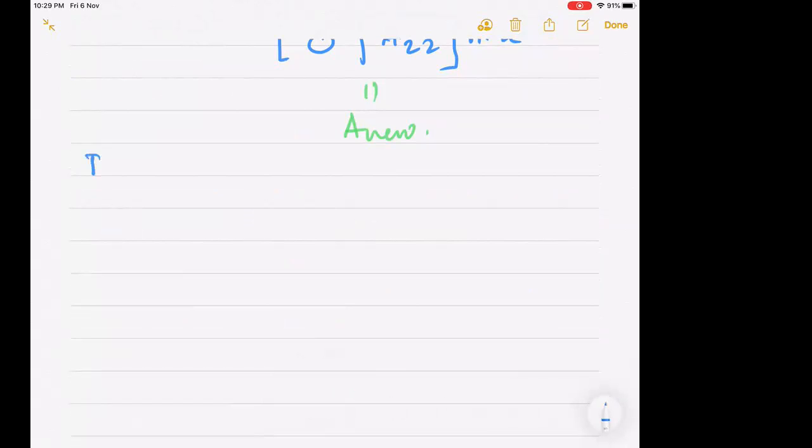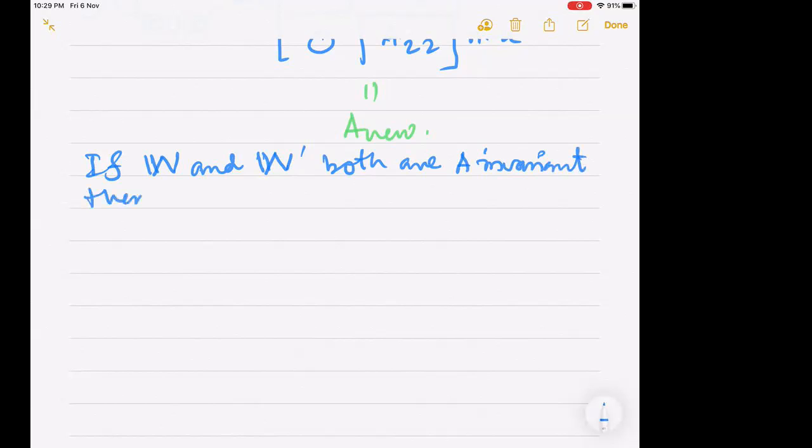So if W and W prime are both A invariant subspaces, then A in this new basis B union B prime is going to look like, of course, A11 will continue when A acts on vectors from B. Its action on vectors in B gives us vectors which are linear combinations of vectors only in B. We don't need anything from B prime, right?